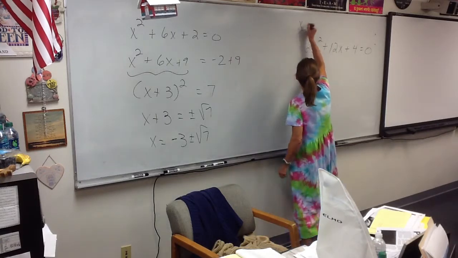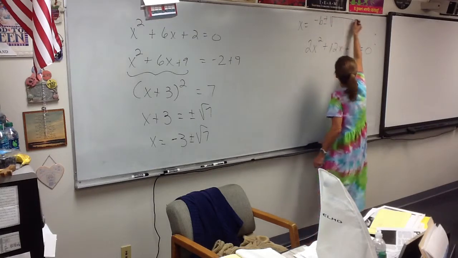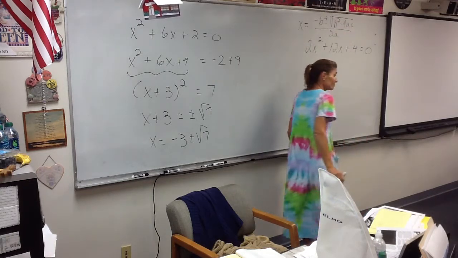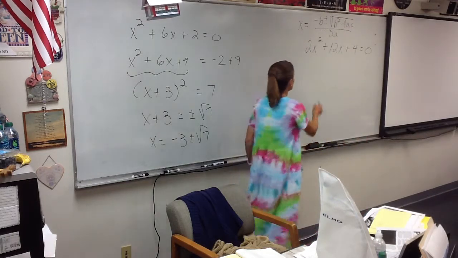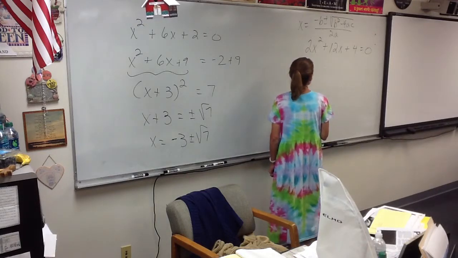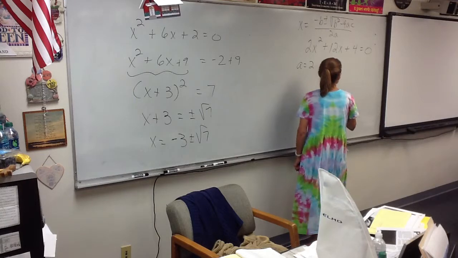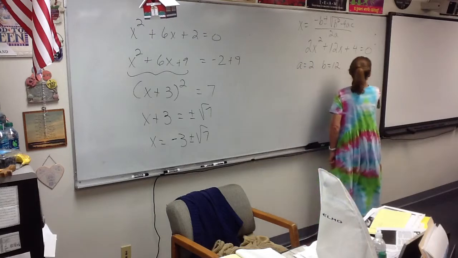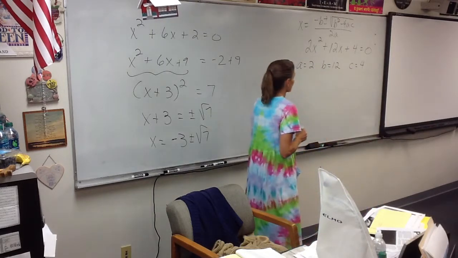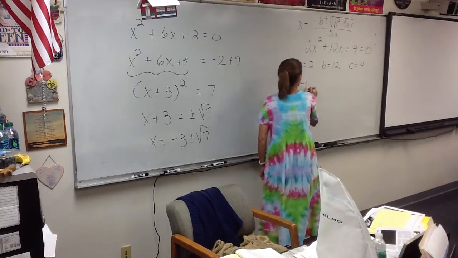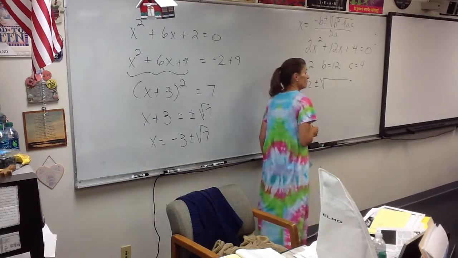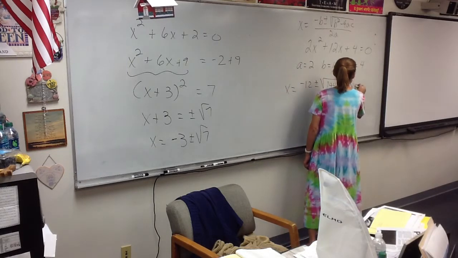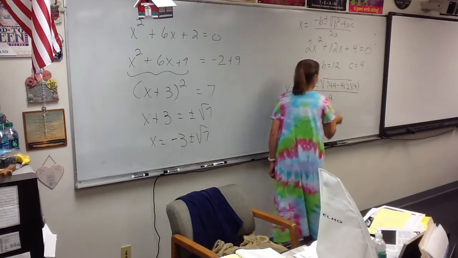Let's see. First of all, I'm going to write my formula down. Now, you don't have to do this, of course, but sometimes it helps to have it there in front of you. I'm going to make note that A is 2, B is 12, and C is 4. Thank you. So x equals negative 12 plus or minus the square root of 12 squared is 144 minus 4 times A times C, all over 4.